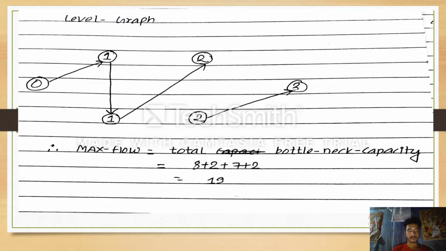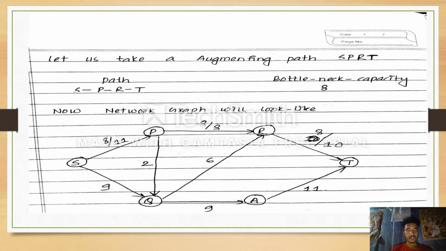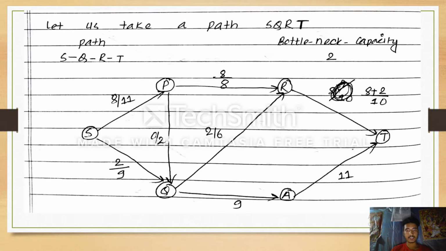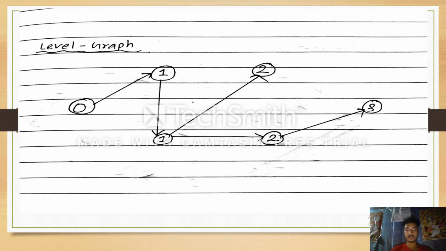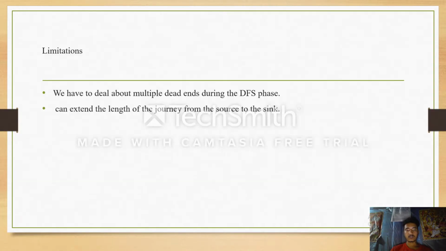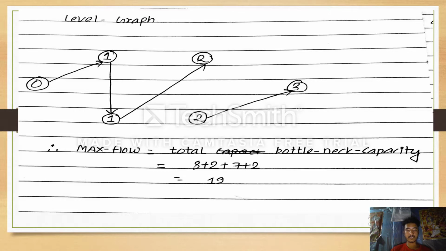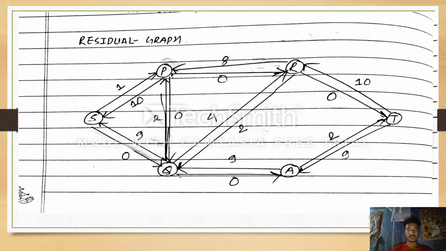0, 1, 1, 2, 2, 2, 3. So the maximum flow is equal to the total bottleneck capacity, and now we are going to calculate the total bottleneck capacity. First of all, the bottleneck capacity was 8, then 2, then 7, and at last 2. So 8 plus 2 plus 7 plus 2 is equal to 19. The max flow from source to sink T will be 19. The maximum amount of energy or flow that can be transferred from source S through all the vertices to sink T will be 19.